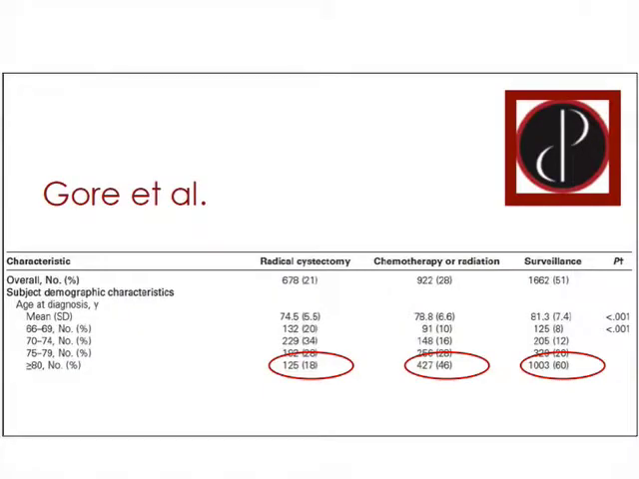And if you look at their table, it's interesting that 21% got radical cystectomy. In this group, just 18% of them were at the age of more than 80. So there is more prevalence in those more than 80, but less treatment, less radical cystectomy. And if you look at their surveillance group, 1,600 patients, 1,000 of them were at the age of more than 80.